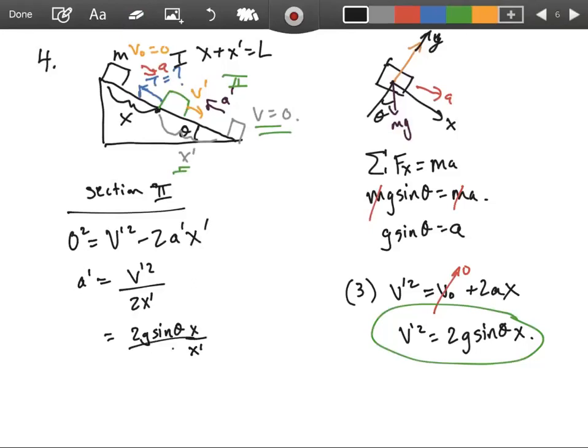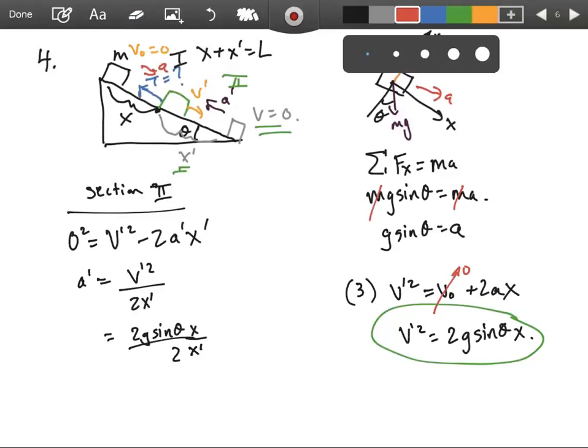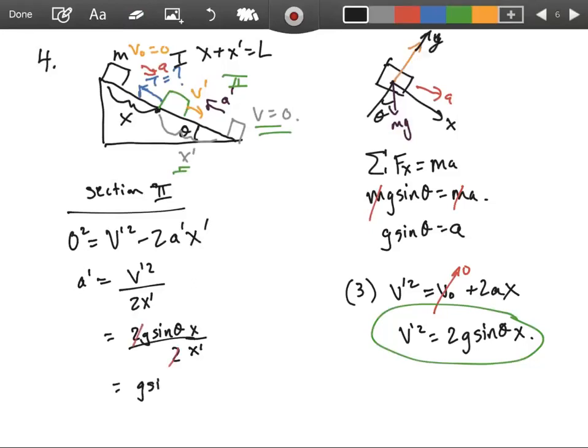Or actually 2x prime. The 2's are going to cancel. Good. So this thing finally becomes g sine theta x divided by x prime. Great. Now what? Now we know the acceleration a prime, and now we can go back to our forces and look at, again, another free body diagram.